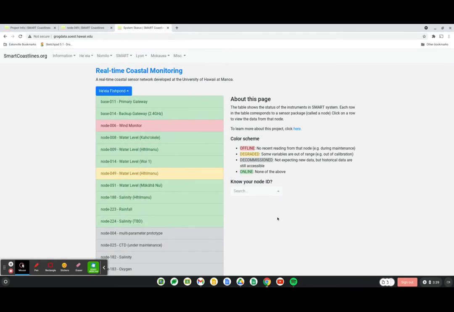Let's focus on Heʻeia Fish Pond and look at some of the data that's being collected. I'm going to choose the salinity sensor here at Hihimanu, and we'll also look at the water level sensor at Hihimanu and compare some of the data. So I'll click on this one.